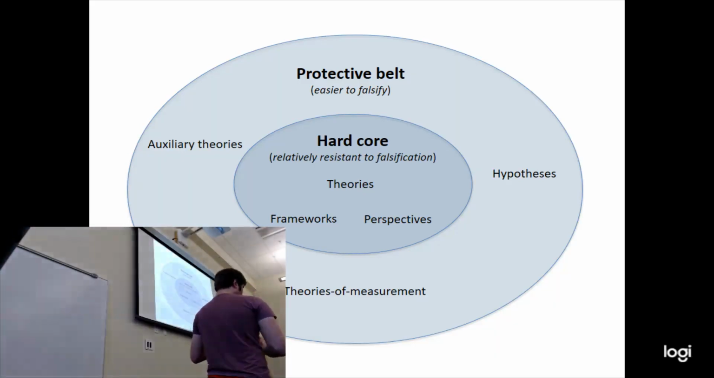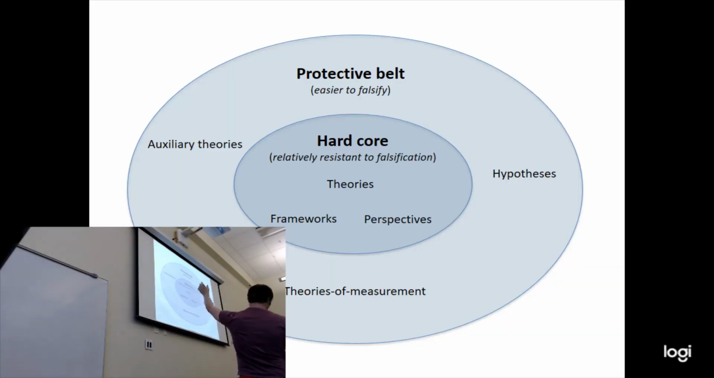Some terms that you hear for these ideas that are at the periphery are things like auxiliary theories, hypotheses, or theories of measurement. These are necessary to make the theory go, and they might be connected in some logical way to the ideas at the center. But they're not as central to the ideas that scientists who are working on these theories are interested in.